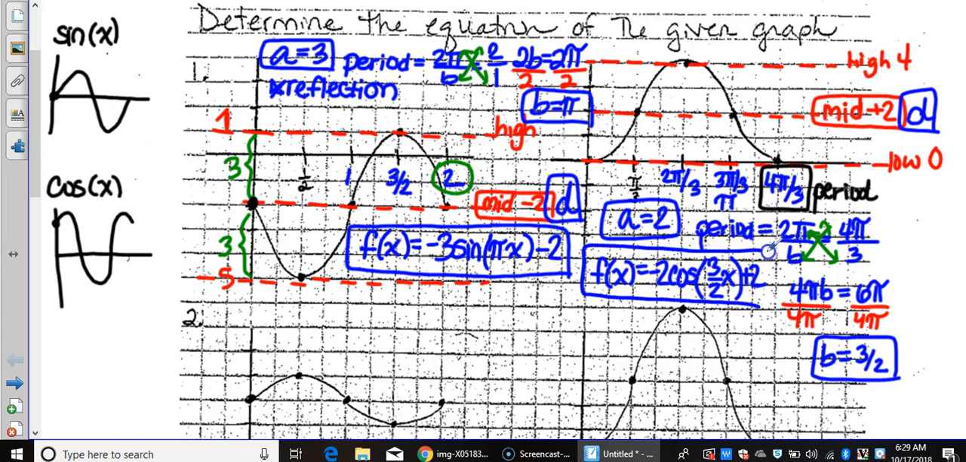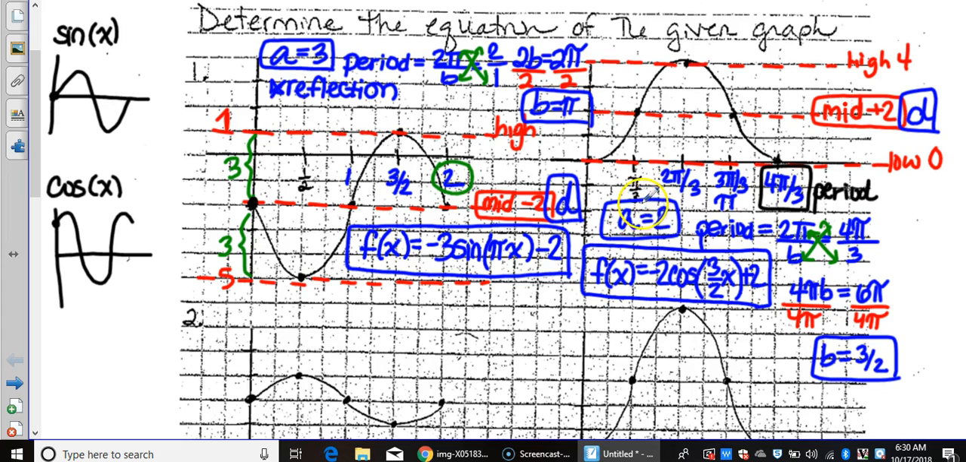That's why it's really good to box final answers, because when you go to build this equation, it's nice if you can just look, okay, A is 2, B is 3/2, D is positive 2. So if you box your final answers, it'll help you keep track of your work.